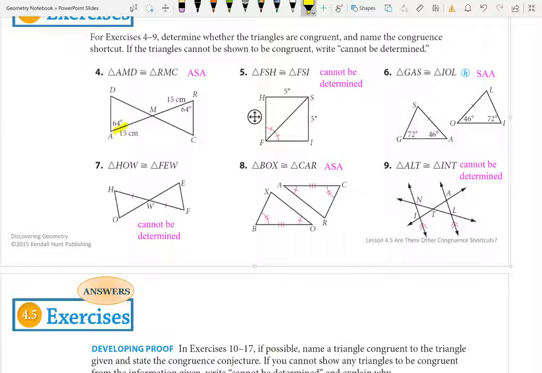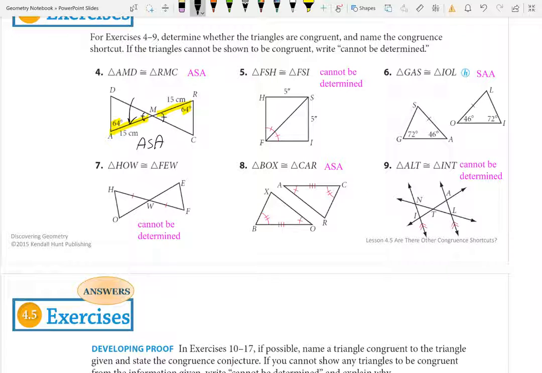Well, here we have a side that's congruent to a side. And then we have an angle congruent to an angle. And these are vertical angles, so these are also congruent to each other. So that's going to be ASA, angle, side, angle. To review, is this side an included side or a non-included side? It's in between two angles, so it's an included side.